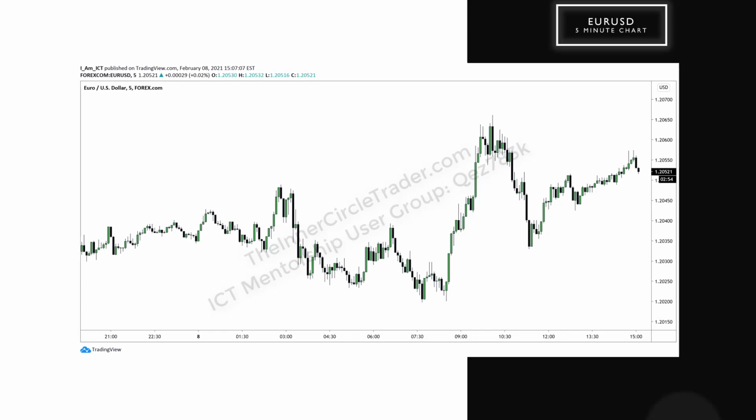Alright, so we're looking at the euro dollar. This is our 5-minute chart. Now this isn't going to be a prompt every single time. I'm kind of tired of saying it. So you just know as soon as I load the chart up without any annotations, be prepared to pause it.